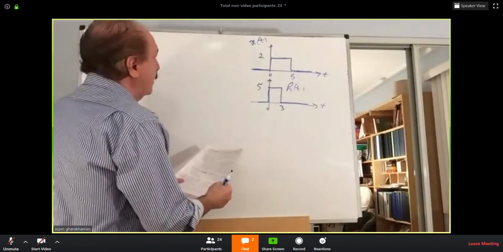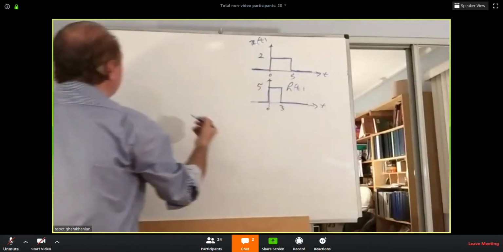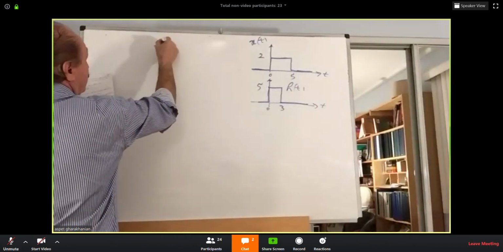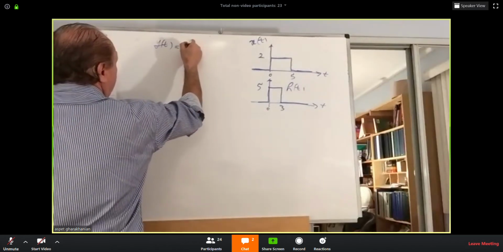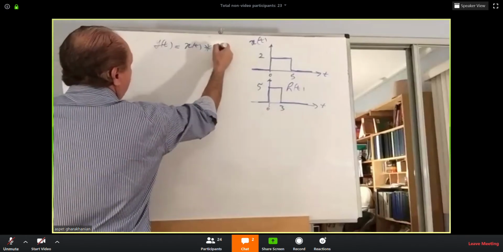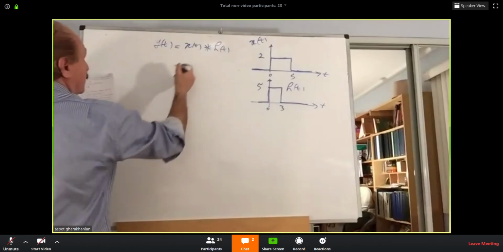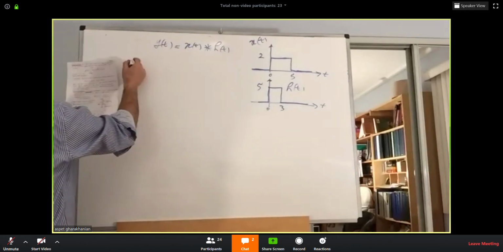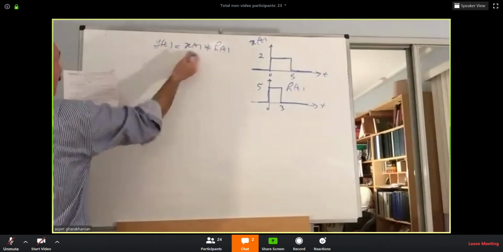Here, I did it in a different way. If this is x of t and h of t, you want the convolution of the two, y of t equals x of t convolved with h of t. This is what I will do: I will describe x of t.